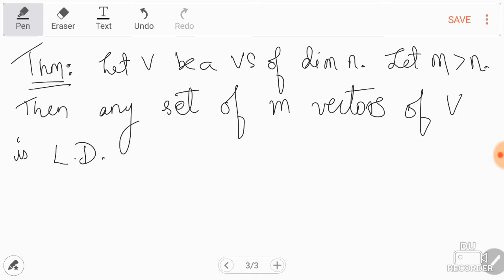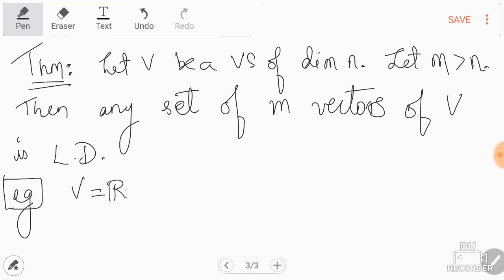So recall what linear dependence means. It means that in a linear combination of these vectors equating to 0, you will have at least one scalar which is non-zero. Okay, so let's look at this theorem with the help of an example.